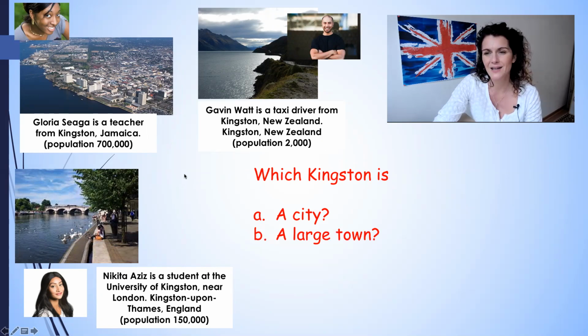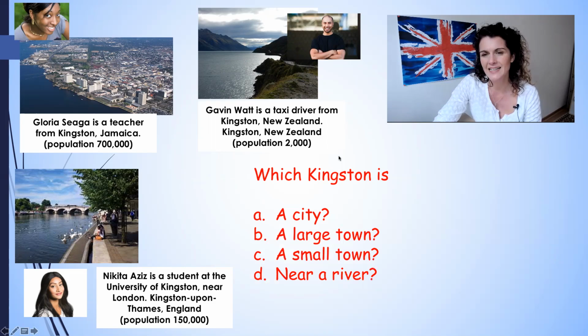Which Kingston is a large town? That's right, it's Kingston upon Thames in England. It has a population of 150,000. Which Kingston is a small town? That's right, it's Kingston, New Zealand, which has a population of just 2,000.